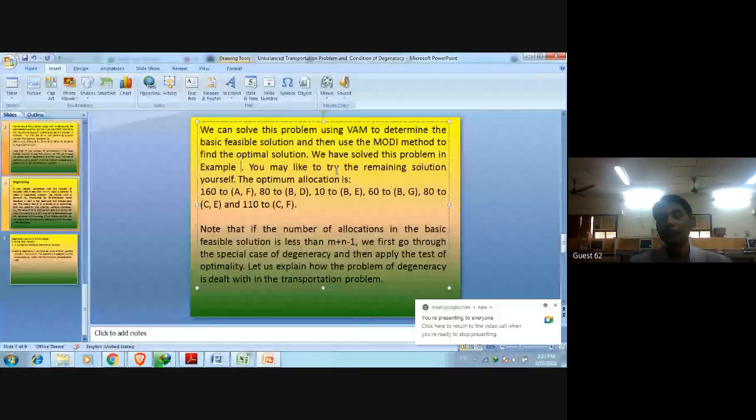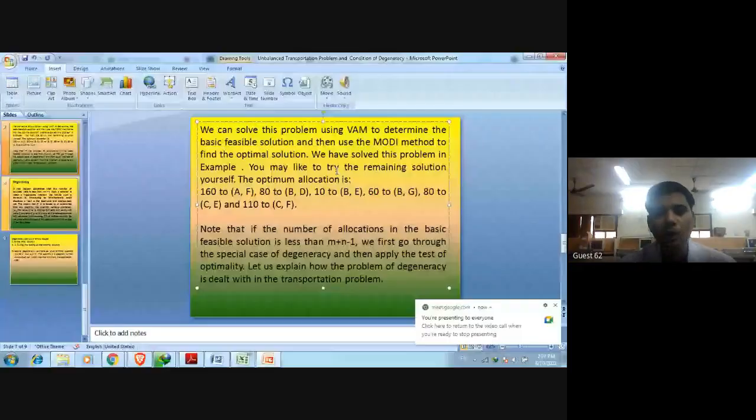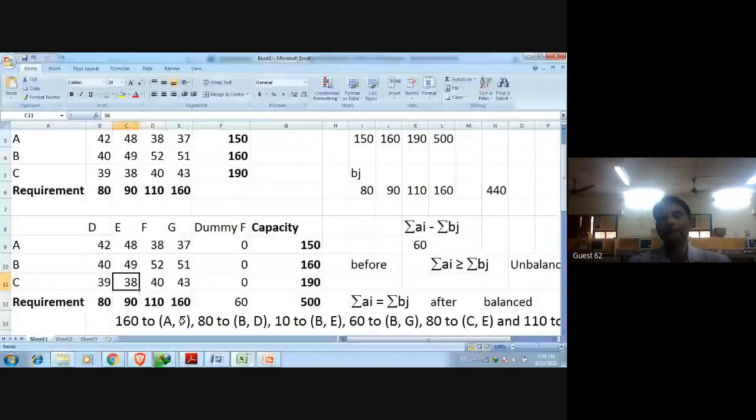Now note how many allocations are there? 1, 2, 3, 4, 5 and 6. Okay, there are 6 allocations. And let us see the condition.